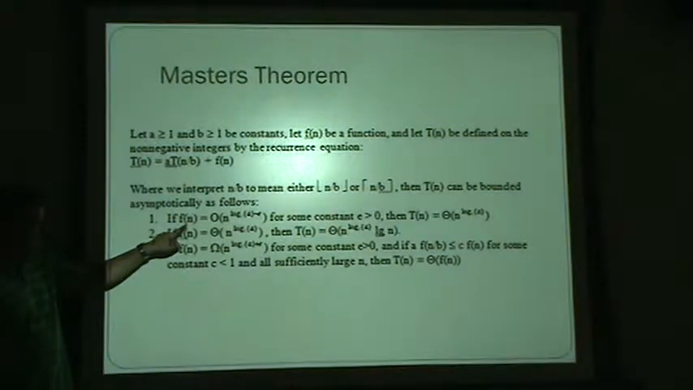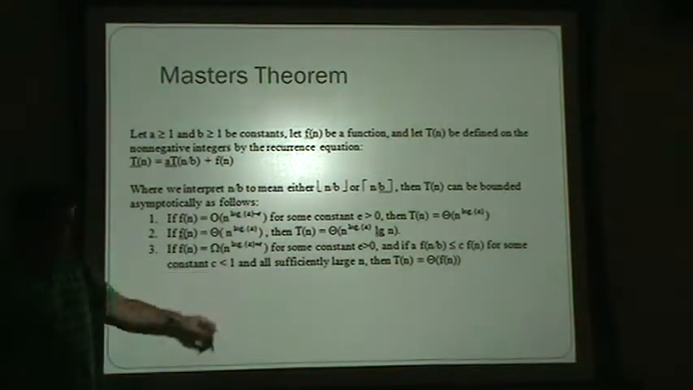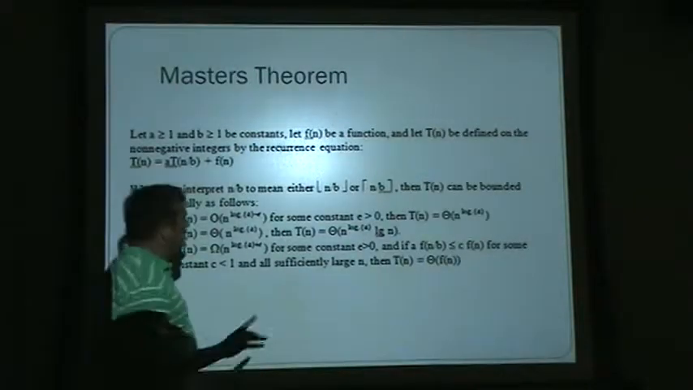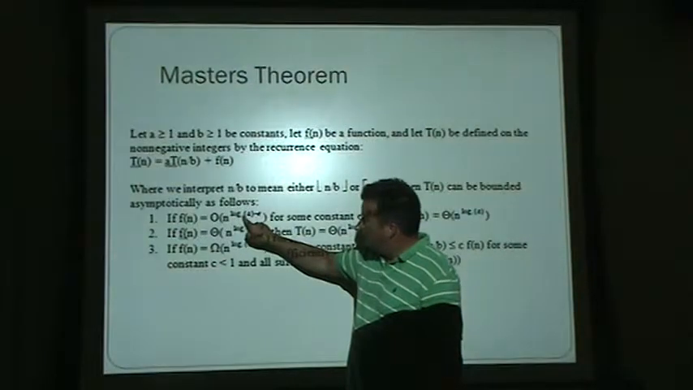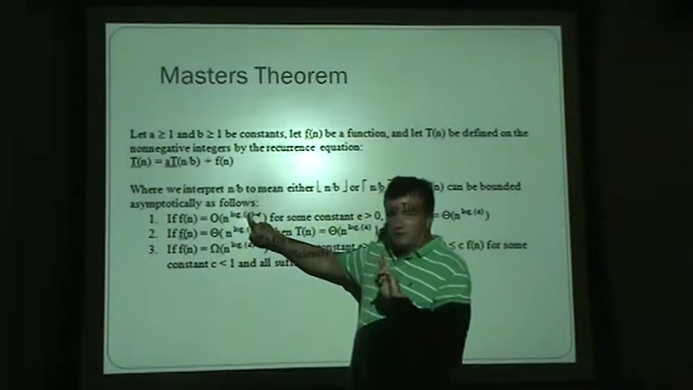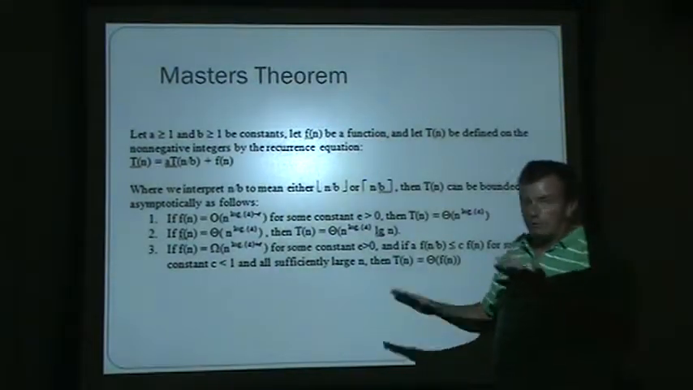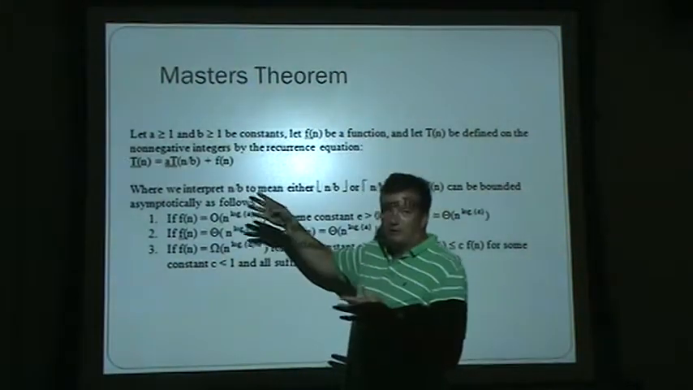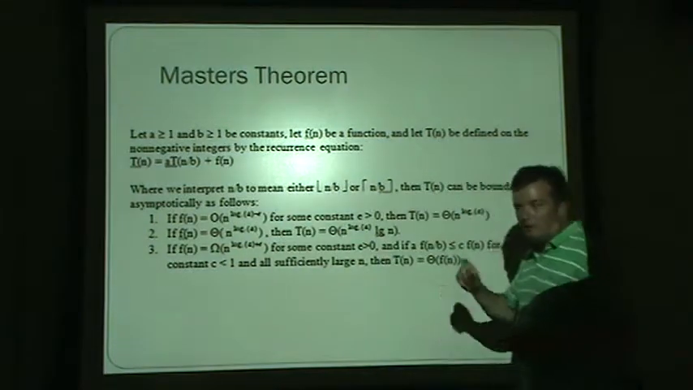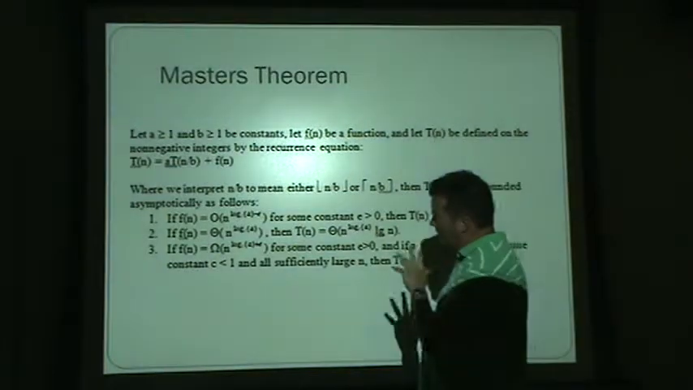If f of n is dominated by n to the log b of a minus some epsilon. So the thing is this, in our case, n to the log base 3 of 9 was equal to n squared. We can let epsilon be a 1, right? We get to subtract 1. So in other words, the power of this thing ended up being bigger than the function we had. We had an n to the 1. So does that make sense?